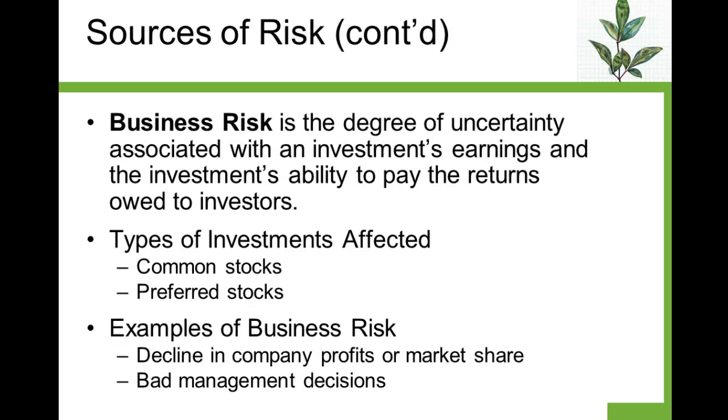Okay, let's turn to business risk, which is concerned with the degree of uncertainty associated with an investment's earnings and the investment's ability to pay investors interest, dividends, and other returns owed to them. Business risk is usually related to the firm's line of business. Of course, this is going to affect common and preferred stock. Examples of business risk would be a decline in a company's profits or market share. A good example of that would be Nokia. You don't see them around too much. Or bad management decisions.